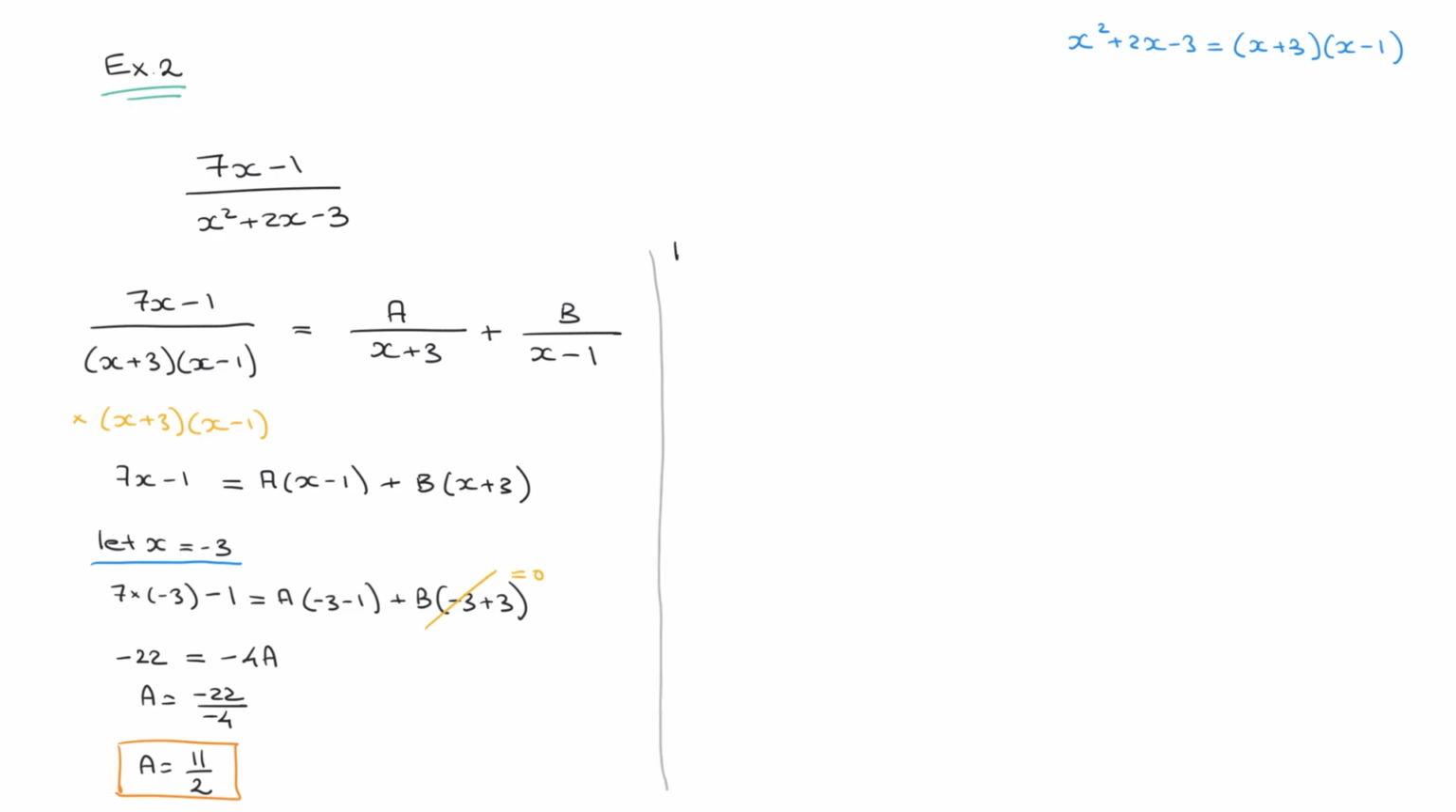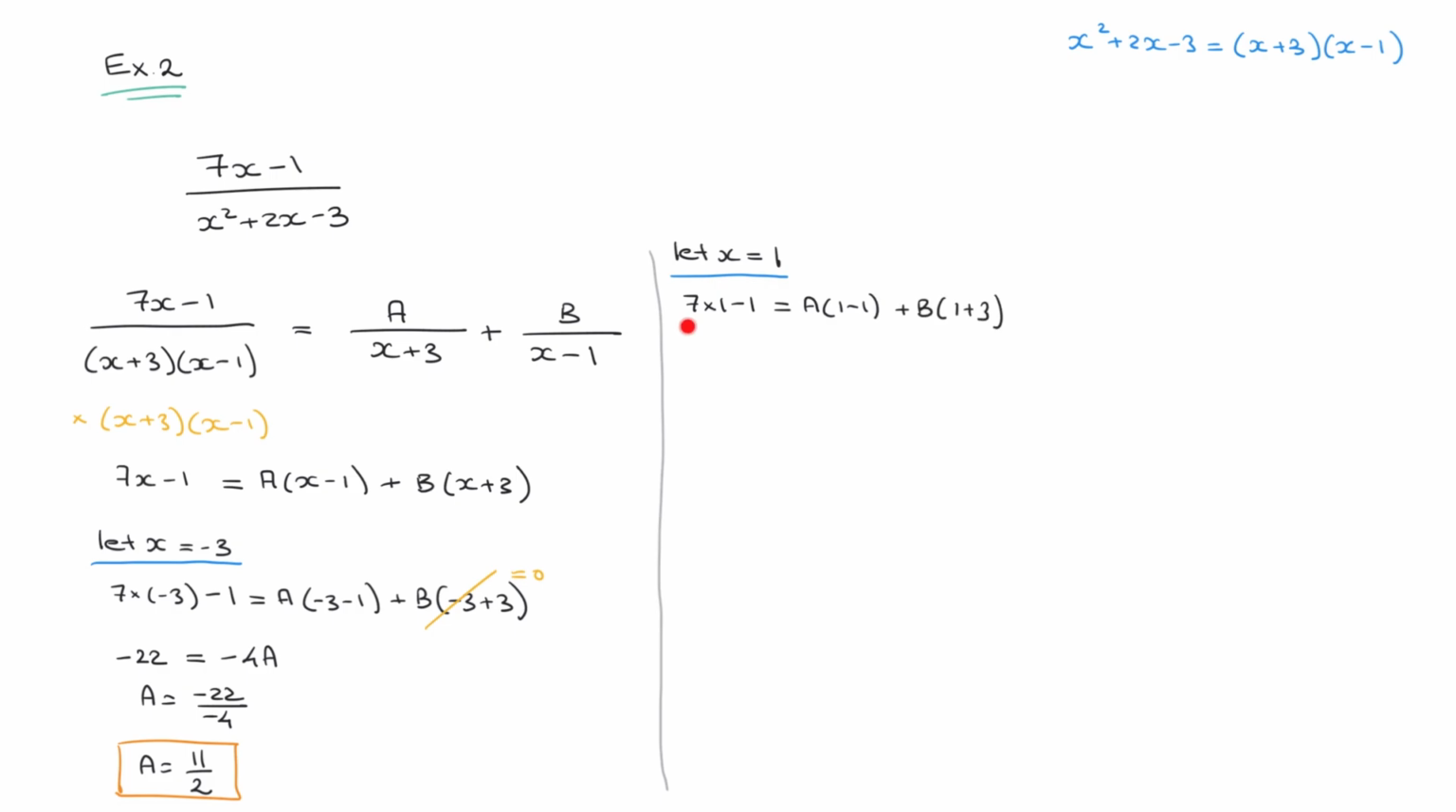And I'll go ahead and say let x equal to, well, let's see, looking back at the equation we have here, we want to make this a term equal to 0, and clearly we'll achieve that if we let x equal 1. So I'll go ahead and say let x equal to 1, and I'll quickly underline that, there we go. And so, replacing x by 1 in this equation, it becomes 7 times 1 minus 1 on the left-hand side, and on the right-hand side we have a times 1 minus 1 plus b times 1 plus 3. I carry on.